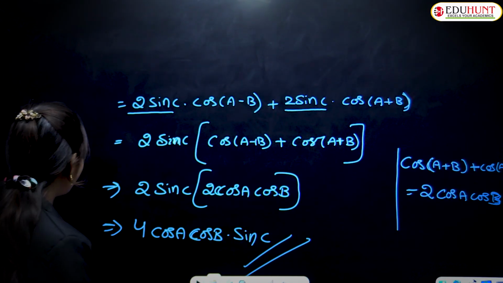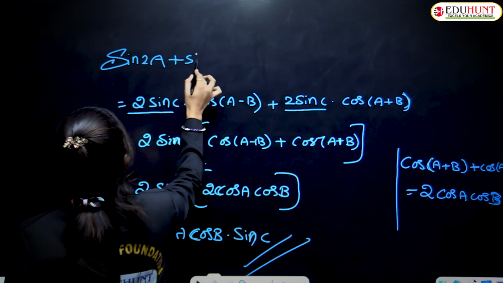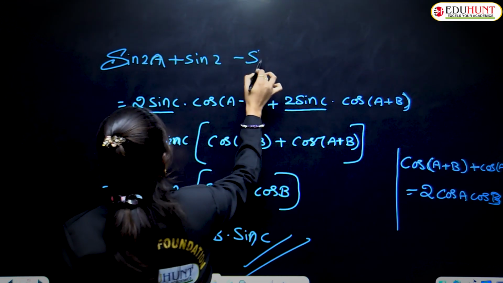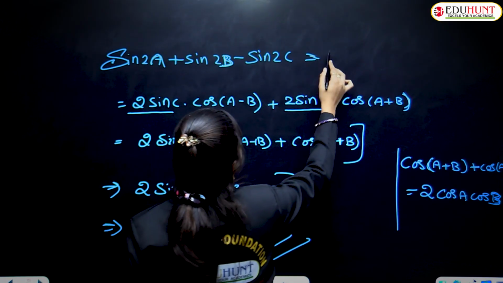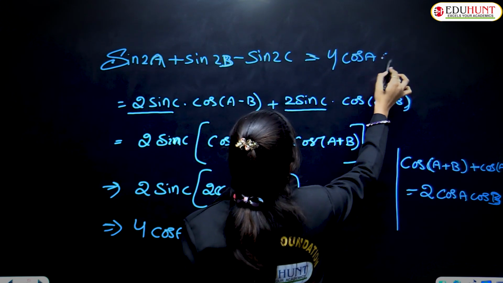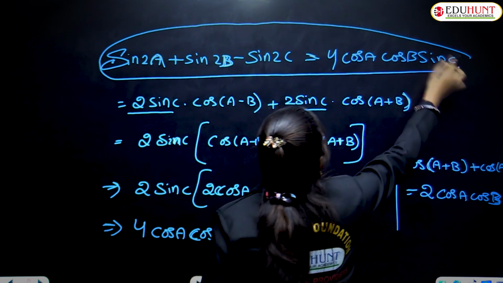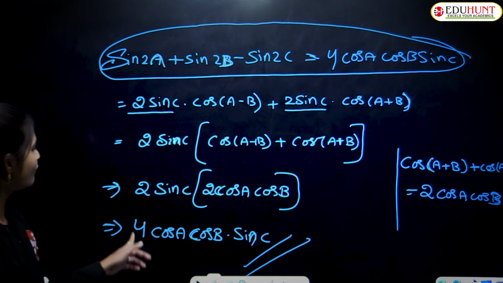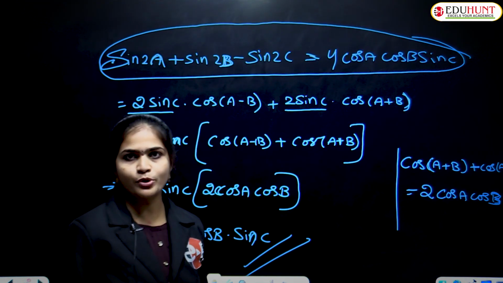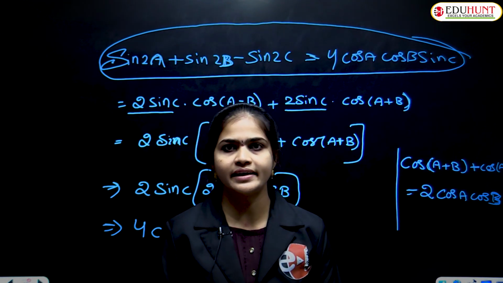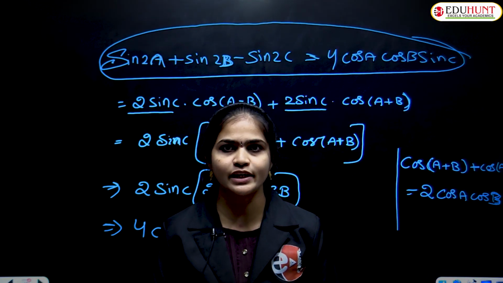So here sin 2A plus sin 2B minus sin 2C is equal to 4 cos A cos B sin C. This is the answer we got here: 4 cos A cos B sin C. Did you understand that? This is the second proof, the second conditional identity. Still we have some more identities, which we will discuss in the next video. Okay, thank you all.